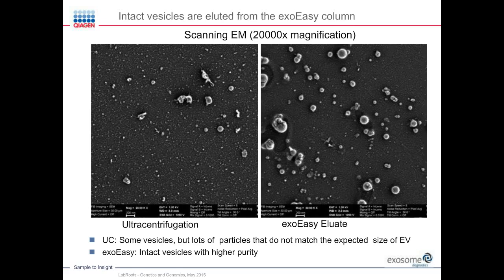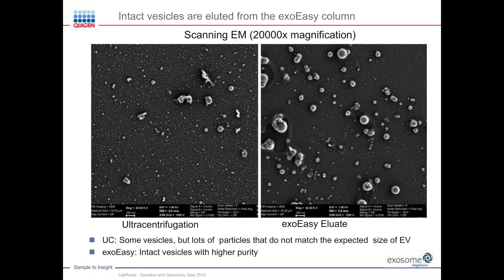On the left panel, you can see for comparison vesicles prepared by ultracentrifugation. We can also see some vesicles, similar to what we see in the exoEasy eluate. We also see a lot of smaller particulate matter in the background, which we think is probably larger protein complexes that are co-pelleting in the ultracentrifugation protocol. We get less of that in our method because the membrane basically selects for the vesicles.